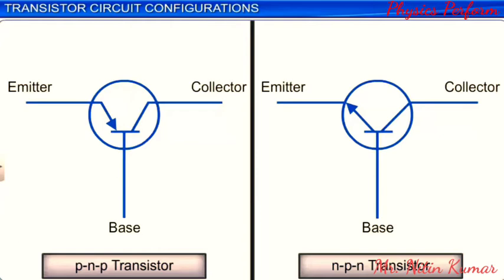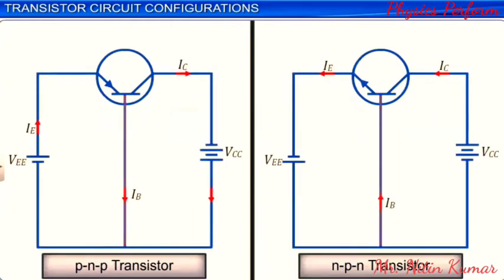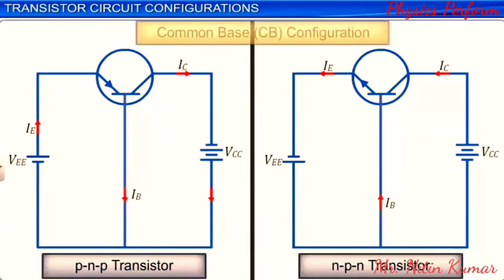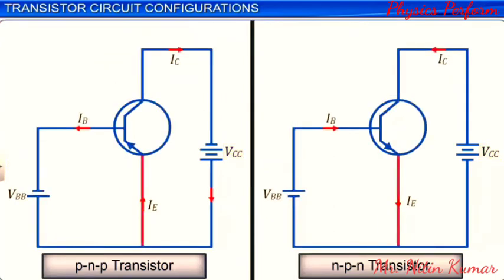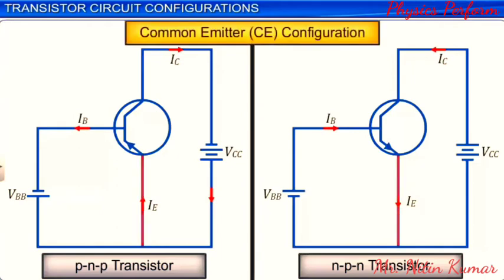When the base of a transistor is common to the input and output, the transistor is said to be in the common base configuration. In this case, the input voltage is represented as VEE and the output voltage is represented as VCC. When the emitter of a transistor is common to the input and output, the transistor is said to be in the common emitter configuration. In this case, the input voltage is represented as VBB and the output voltage is represented as VCC.